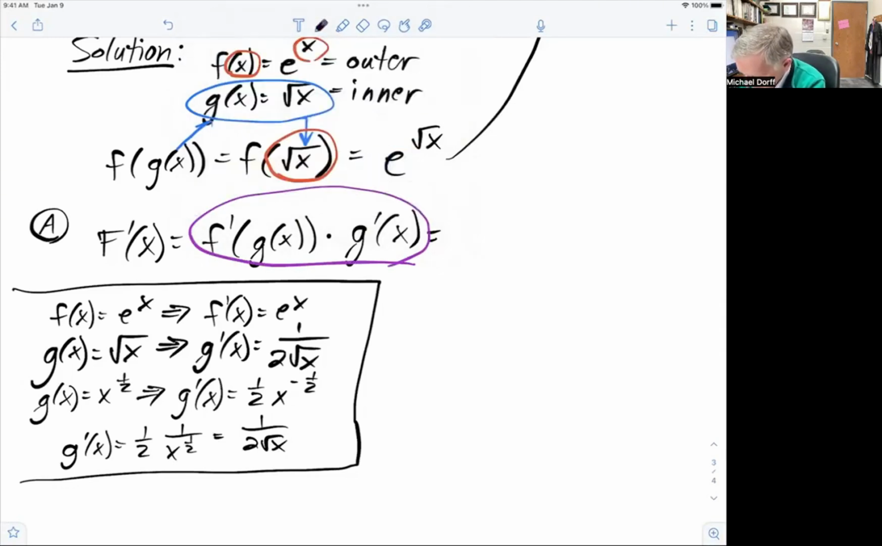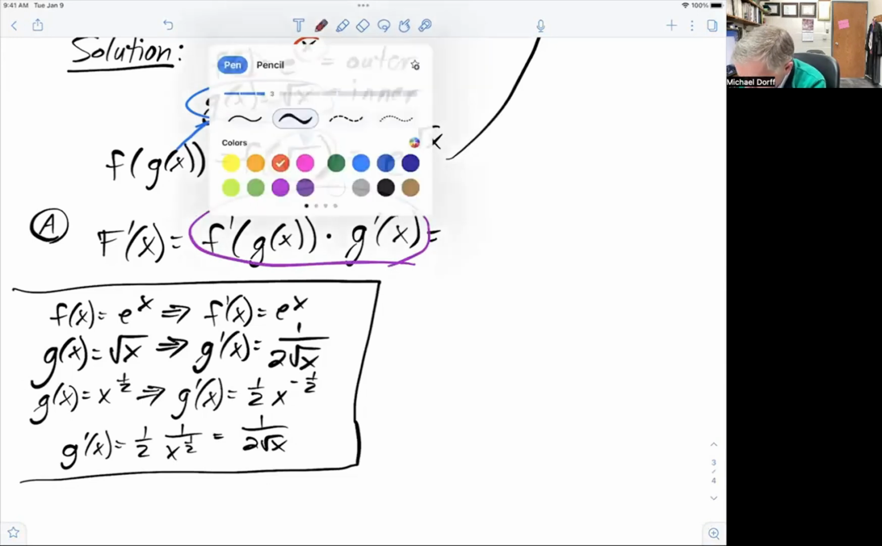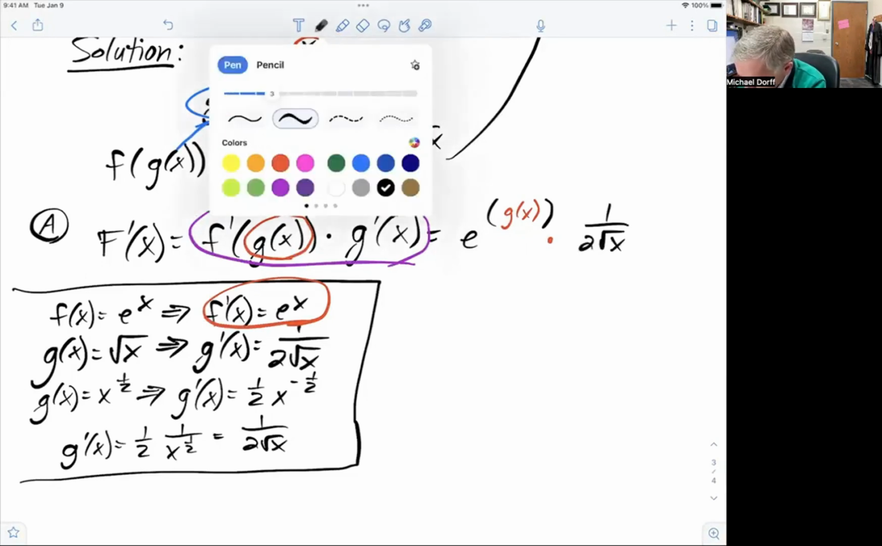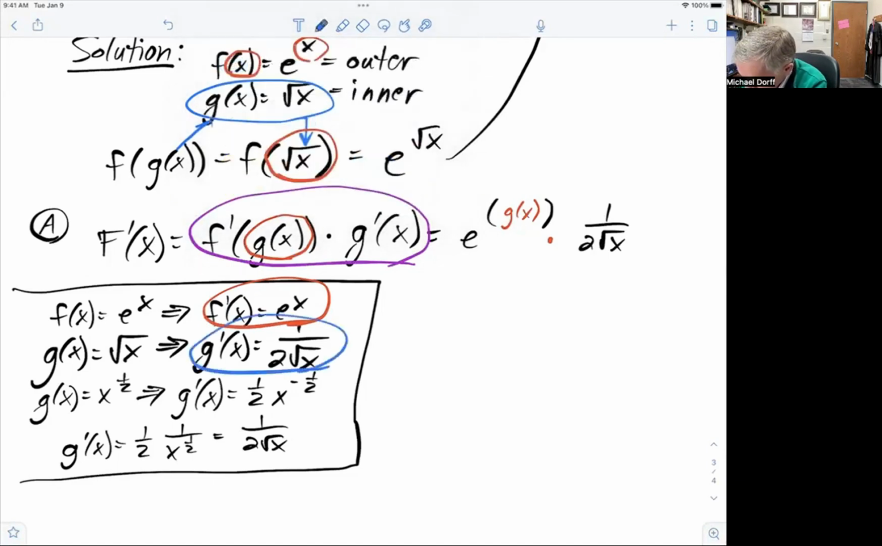So what is f prime? f prime is e to the x. So we're going to put in e to a big parentheses here, because we don't have just an x, we have g of x. So really this is going to be e to the g of x. And then I have to put in what g prime of x is, which is 1 over 2 root x. That's coming from this part right here. So g goes here, and then we get this over here.